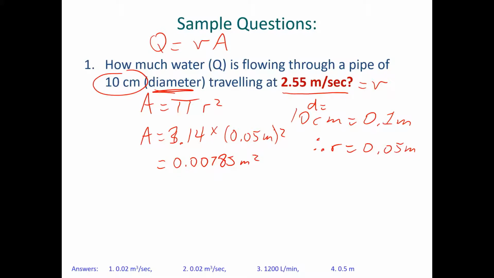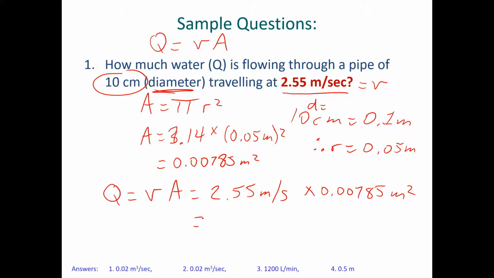So now I just need to punch everything into the formula because I have them in the right units. I have everything in meters and seconds, so I'm happy with that. So let's calculate the final quantity. Okay, so the velocity is 2.55 meters per second, and that's times 0.00785 meters squared. So notice my answer is going to be in cubic meters per second, and that's what we want, right? That's a good unit to have. So I get 0.02 meters cubed per second, and hopefully you do too.